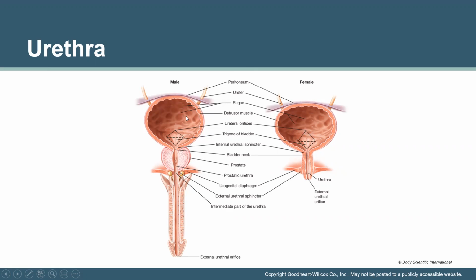You can see evidence in this picture of the rugae. And we are looking here at the male and the female, vastly different due to the length of the urethra and the structures that it passes through. On the male, here's our bladder, our ureters coming in to the trigone area. Here we have our urethral orifice. It will pass through the prostate, which is why it's a giant concern or something to watch when a male goes through episodes or periods where urine flow is different or changed.